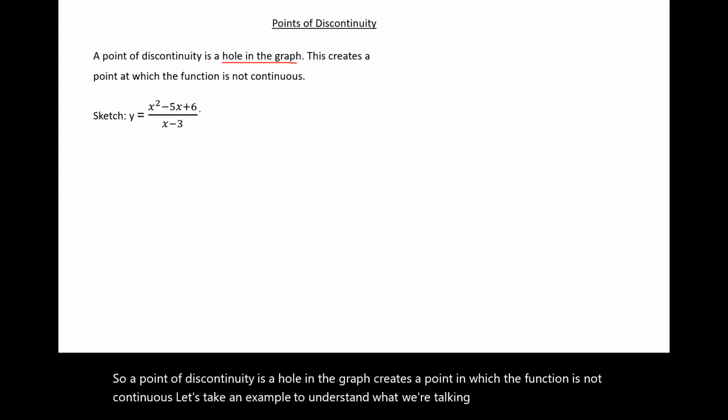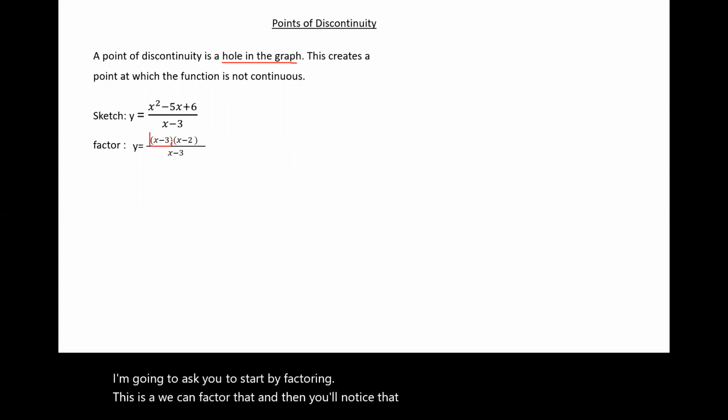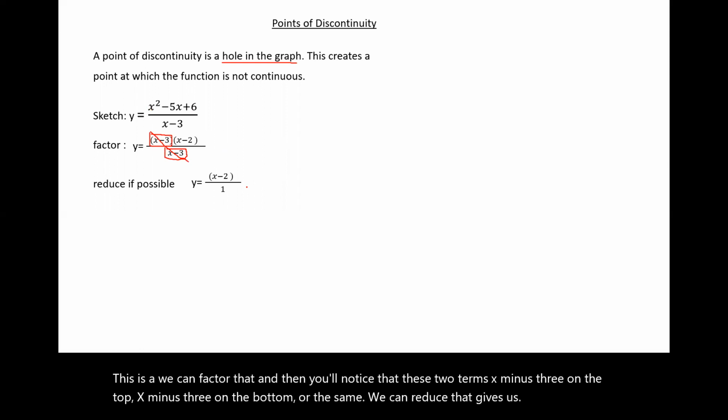When you're given a rational function, I'm going to ask you to start by factoring. This is a quadratic, we can factor that. And then you'll notice that these two terms, x minus 3 on the top, x minus 3 on the bottom, are the same. We can reduce that. That gives us y equals x minus 2.